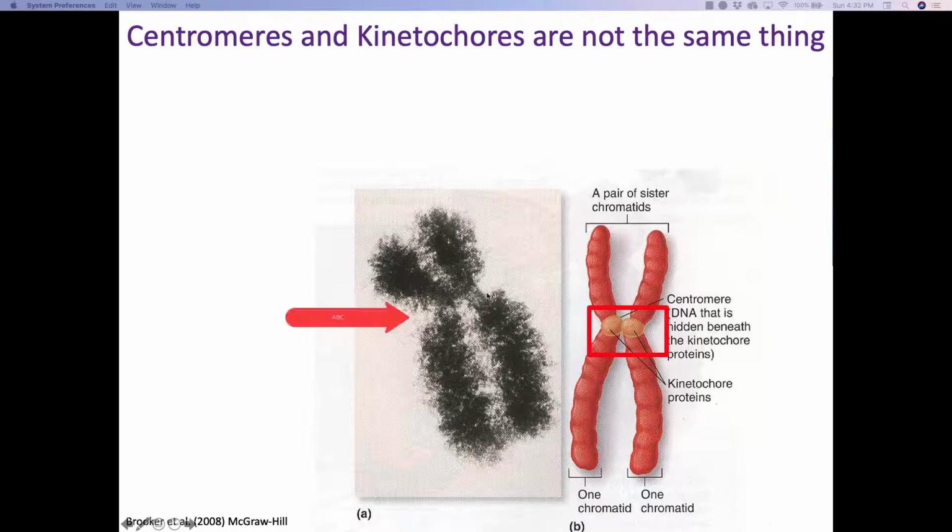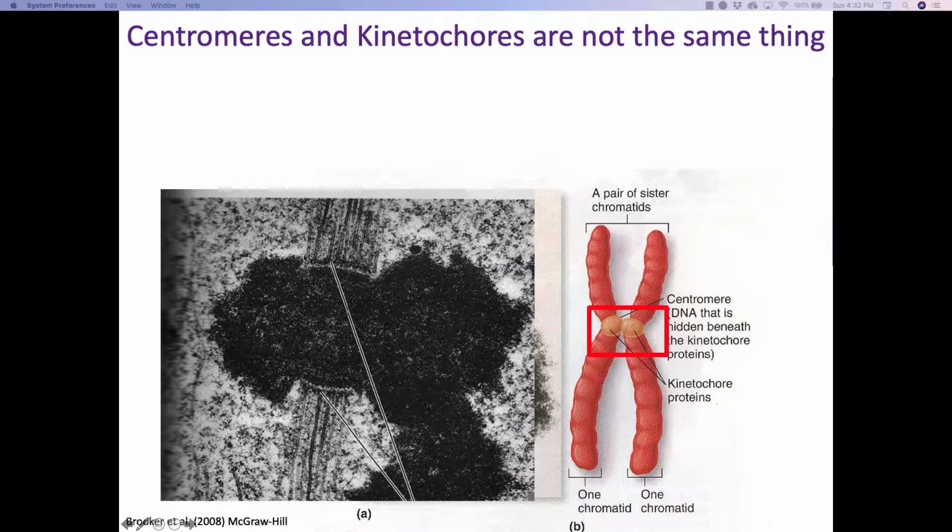So if you were to look at this area, this region here, which is the centromere region, at a very high magnification, you can actually see the structure of the kinetochore. It's a layered-like structure, and you can see it right here. So here's a chromosome in black. This is a high magnification electron micrograph. And you can see that there are different layers to the kinetochore.